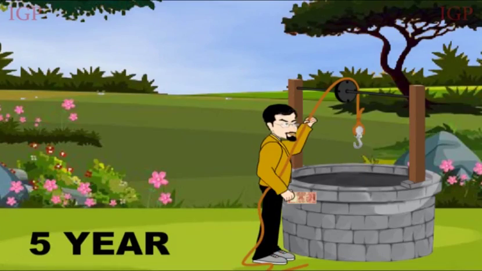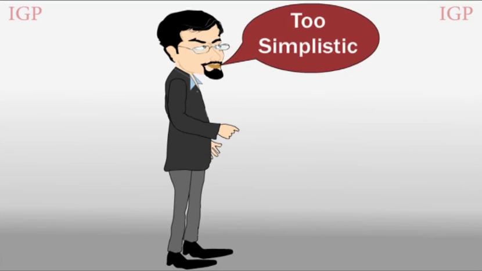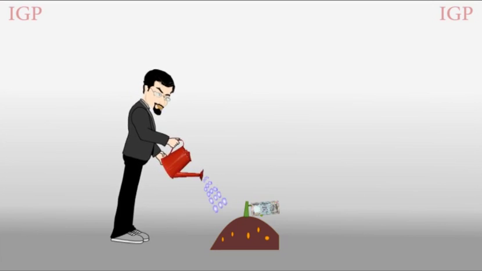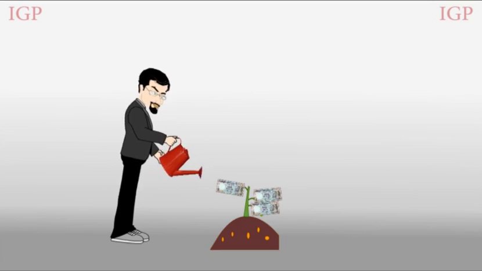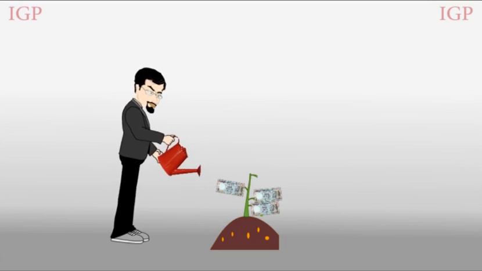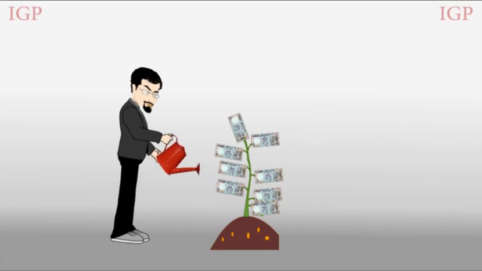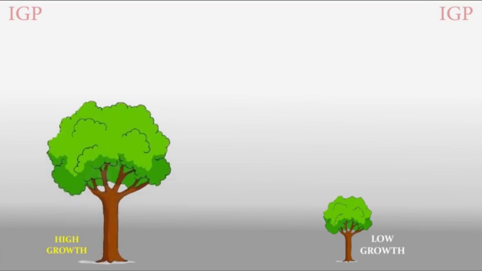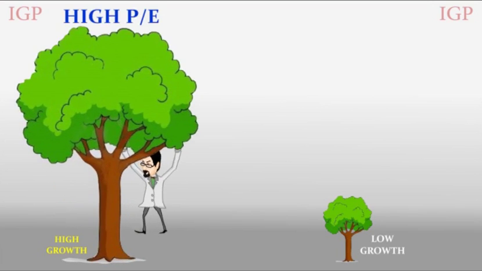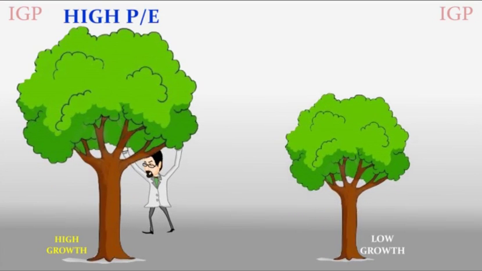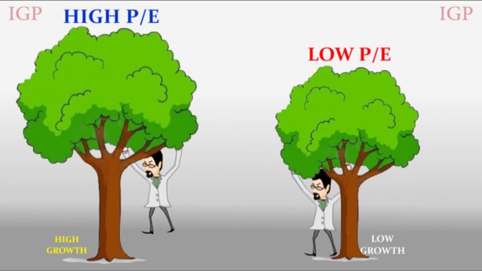However, this is a far too simplistic way of viewing PE, because such an interpretation fails to take into account the company's growth prospects. A better interpretation of the PE ratio is to see it as a reflection of the market's optimism concerning the firm's growth prospects. High growth shares have high PE ratios, as investors are willing to pay a greater multiple of the company's earnings to achieve higher future growth.